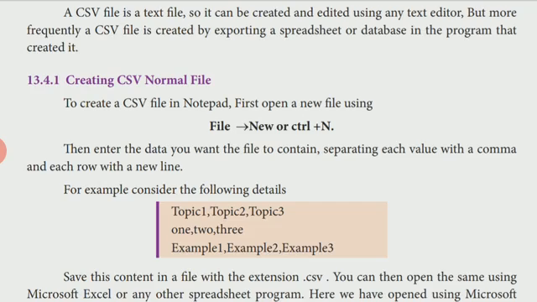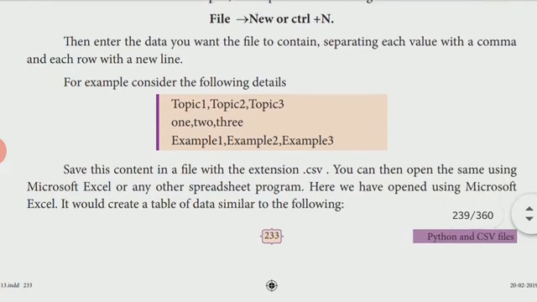Here, one line is considered as a single record. For example, in your book they gave topic 1, topic 2, topic 3. That is considered as one row. The next line, 1, 2, 3, is considered as a second row. Example 1, example 2, example 3 is considered as a third row. So here we have 3 rows and 3 columns, and that is how it will store.